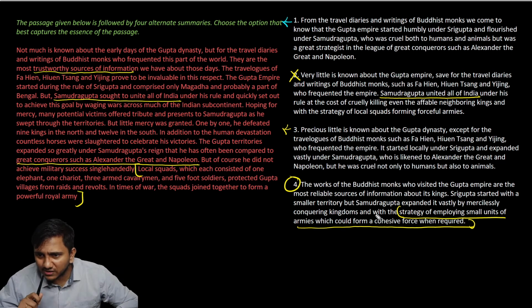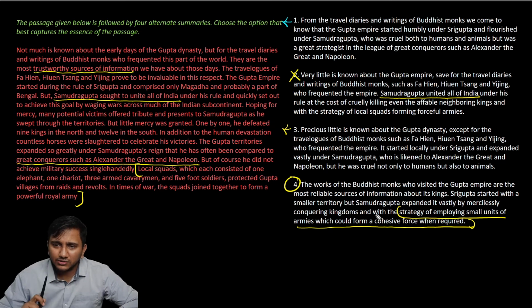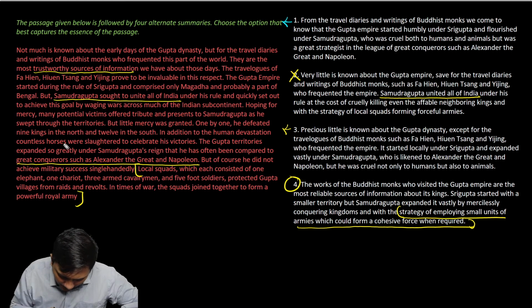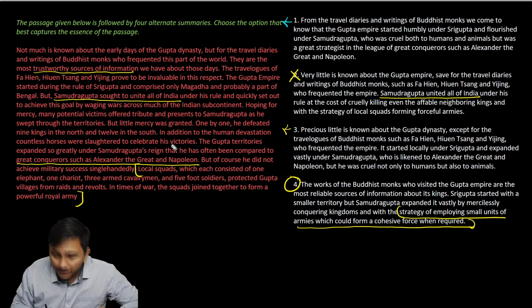Someone's asking, how do we infer he is cruel to animals? See, it's given here: in addition to human devastation, countless horses were slaughtered to celebrate his victories. Definitely he is merciless towards animals. Horses being slaughtered is given. Is that clear?